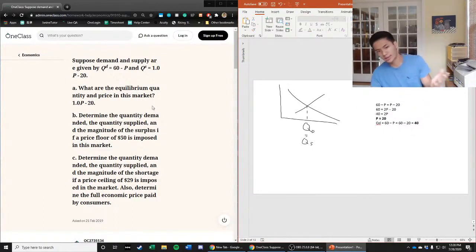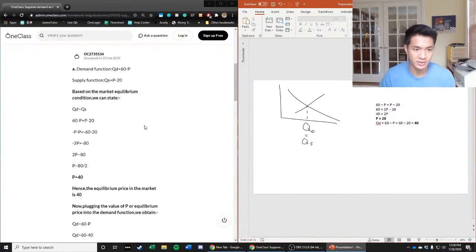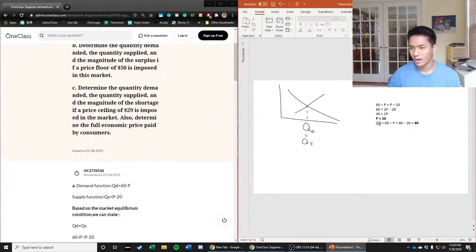Okay, let's check that with the previous tutor's answer. So previous tutor said, this is our two functions based on equilibrium. We know that these two are the same. Go through this whole process. Oh, did I do some bad math? I did do some bad math. It's not subtract by 20 on both sides, it's add by 20 on both sides.